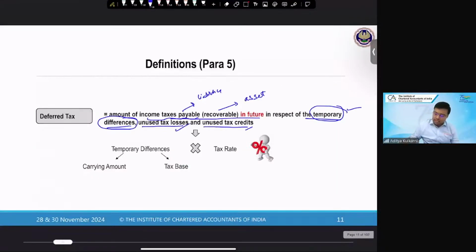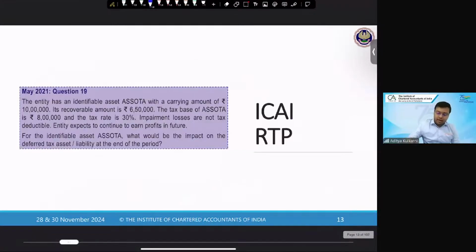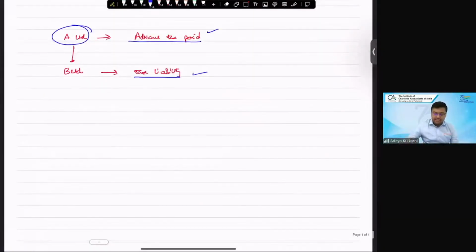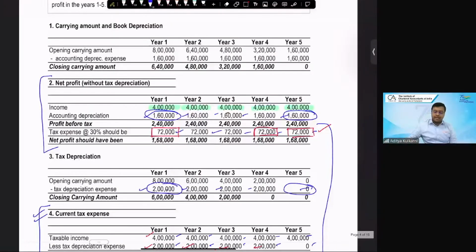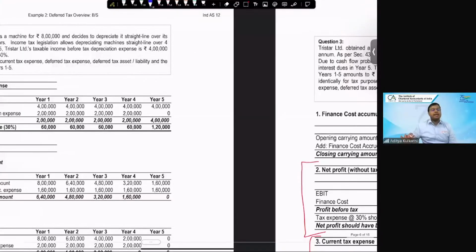Now the standard has prescribed a particular mechanism for calculation of temporary differences. What the standard says is, it is the difference between the carrying amount and the tax base. Now let us try to understand what this means. We did these two examples, question 2 and question 3, right?